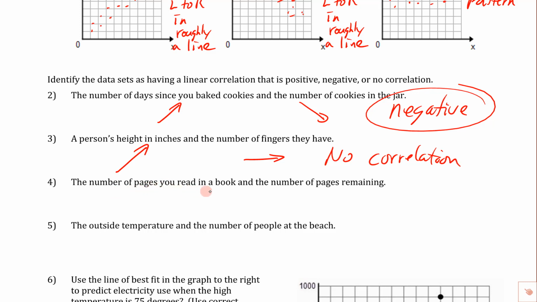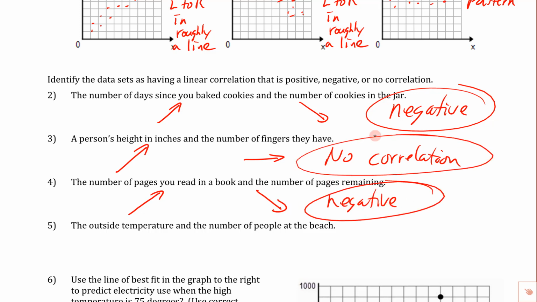Number of pages you read in a book and the number of pages remaining. So let's think about this. The more pages you read, the less pages are left. So as you read more pages, then the number of pages that are remaining in the book goes down. So this is a negative correlation right there. All right, get those circled.